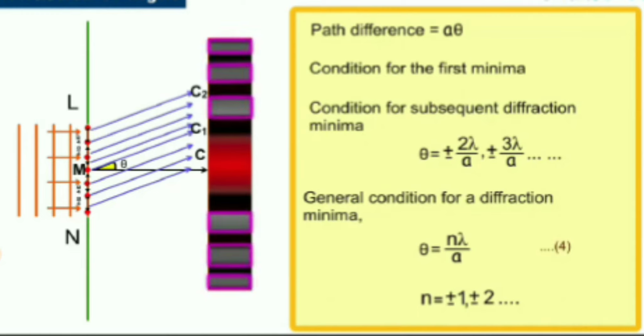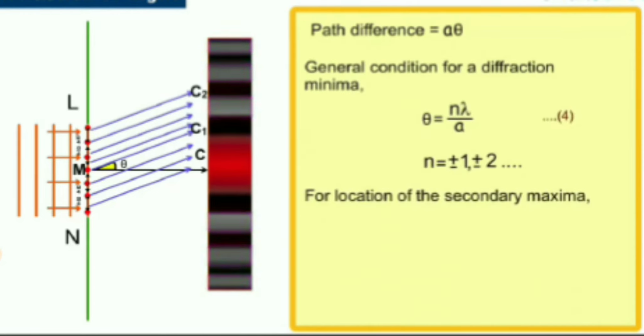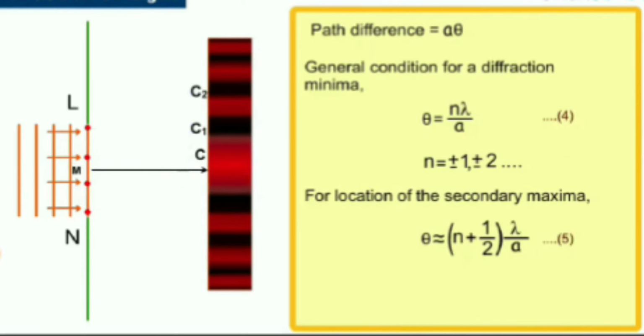In between two successive minima, we will have secondary maxima. We can find the location of the secondary maxima for values of theta approximately equal to n plus half into lambda by a. Let us label this as equation 5. Let us now verify the validity of equation 5. Imagine that the screen is split into 3 equal parts of width a by 3. Consider a point C0 approximately between C1 and C2 at an angle theta equal to 3 lambda by 2a.